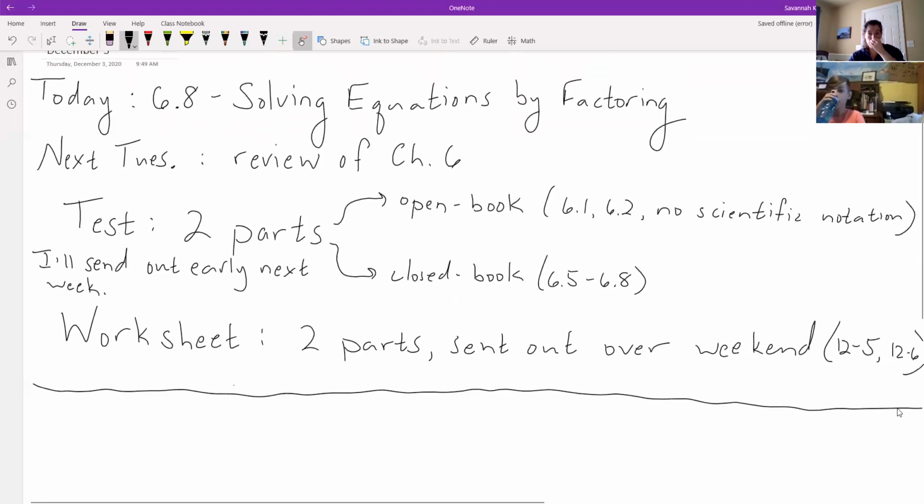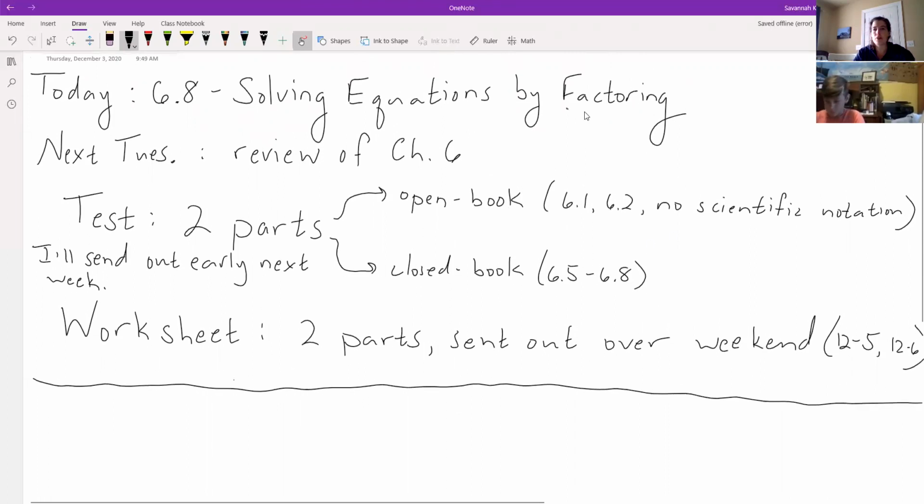So 6.8, solving equations by factoring. And keyword there, factoring. Basically, we're going to be using what we have learned in 6.5, 6.6, 6.7, all of those sections. We're going to be using those to actually solve some problems and to make maybe a couple of practical applications. I'm not sure, see how far we are able to get.